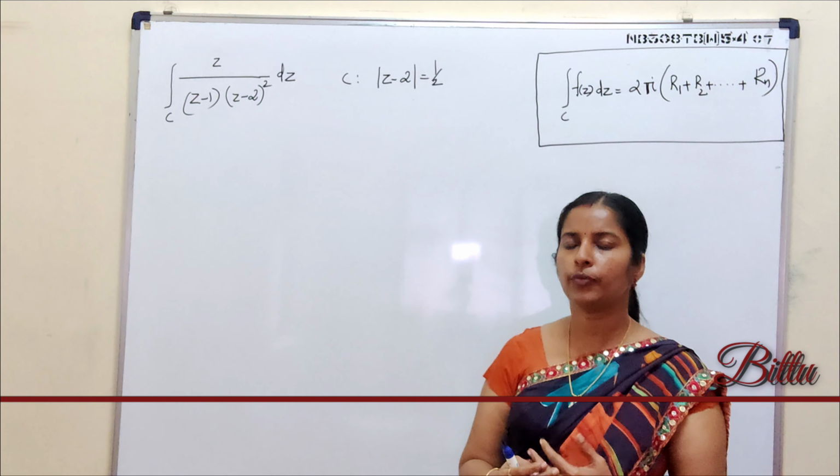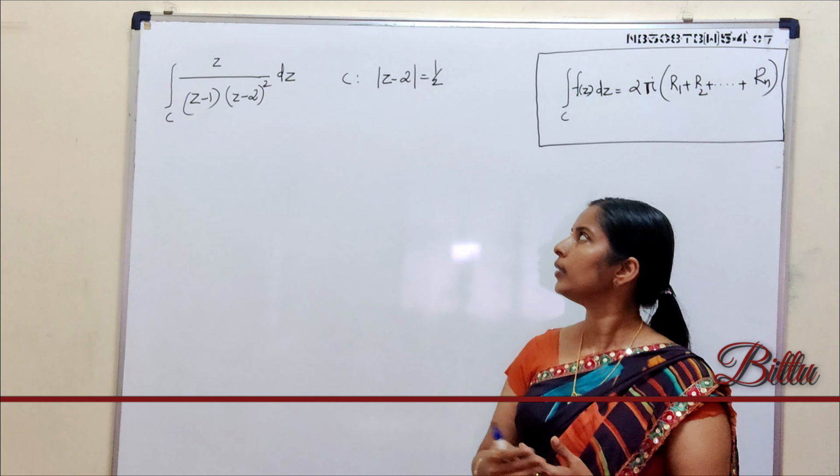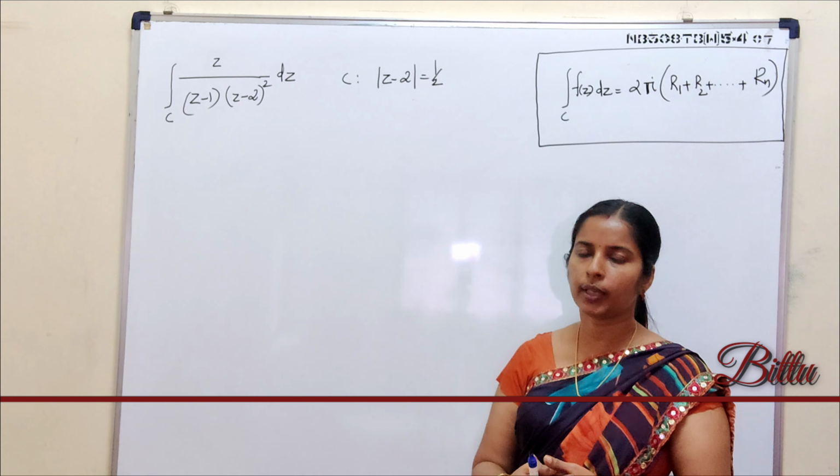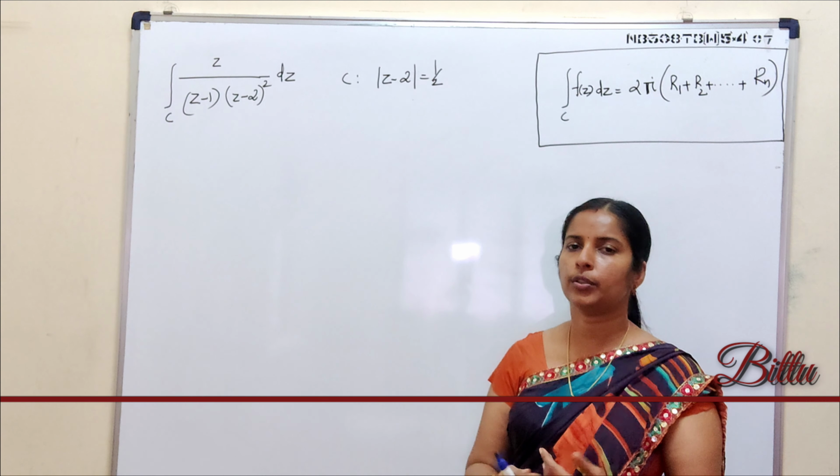Next, we have to check which poles are within C. See, the circle is mod z minus 2 equal to half. You can check it by two methods.